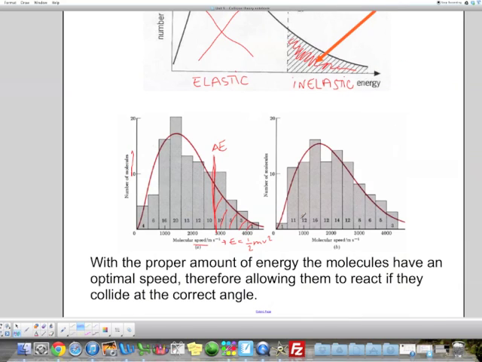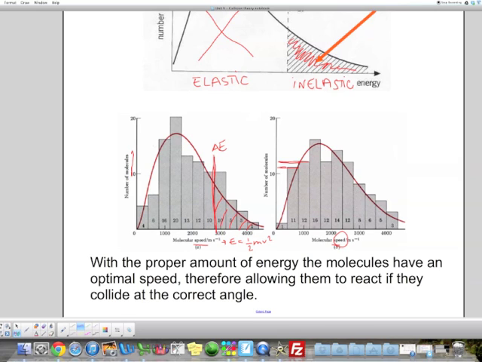So that's the way that these graphs work. It's just a distribution of particles. So how many particles you have, let's say 11 in this example here, 12 over here, for example, versus their speed or energy, in other words.